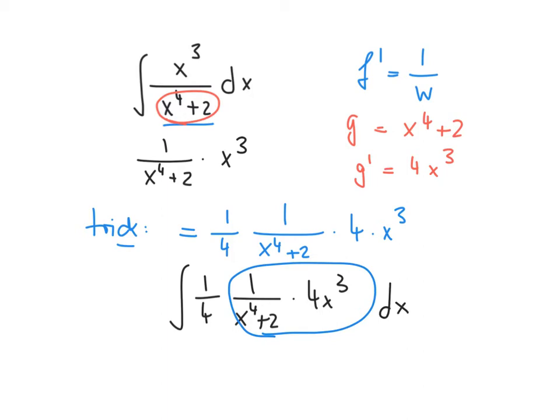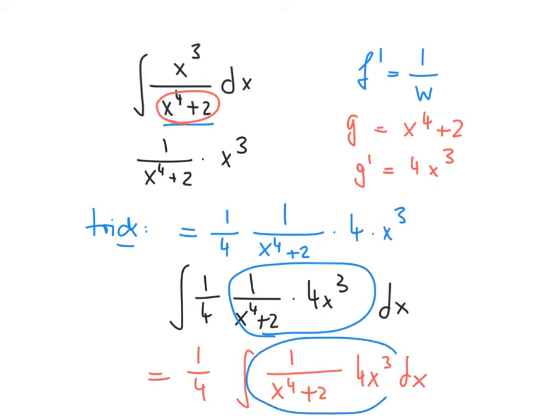Oh, I forgot dx again. Everything is of the right form. We just have this additional multiplicative constant 1/4 here. But when it comes to integrals, multiplicative constants don't really bother us. We can simply rewrite this as 1/4 times the integral of 1 over x to the fourth plus 2 times 4x to the third dx. Now everything inside the integral is of the right form, so this is okay. We just must not forget that in the end, we have to multiply the whole result we get by 1/4.